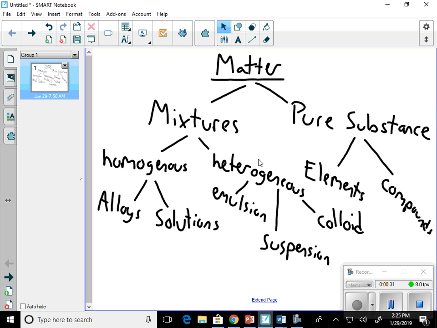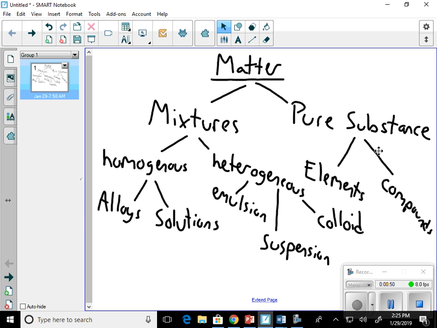In chemistry, we talk about matter. We've talked about the conservation of matter. Well, there's two types of matter. There are pure substances, which we talked about last semester, elements and compounds. And there are mixtures. Now, I apologize that this is all kind of bunched together.